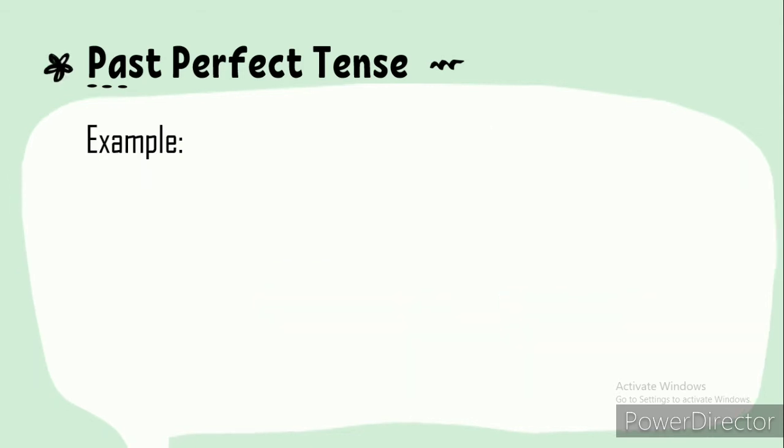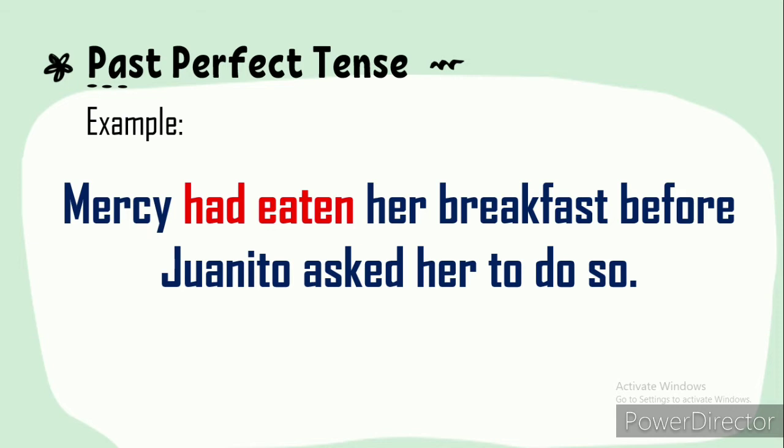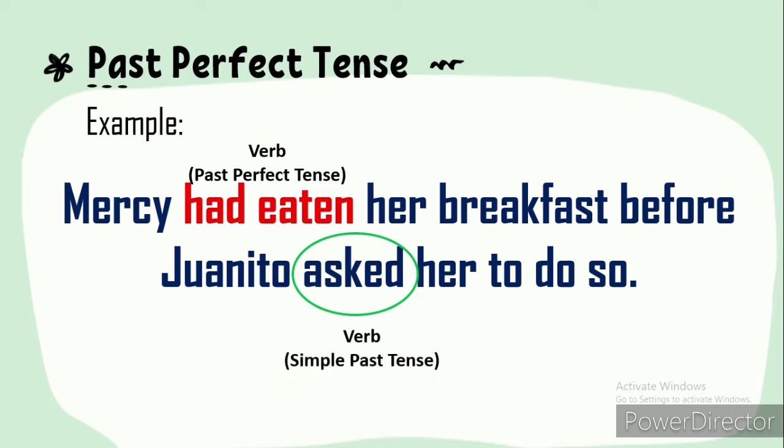Let us have an example. Mercy had eaten her breakfast before Juanito asked her to do so. The verb here is had eaten, and it is in the past perfect tense. Then we also have another past action. We have asked, which is in simple past tense. Take note of the time indicator before, which is placed before the simple past tense.